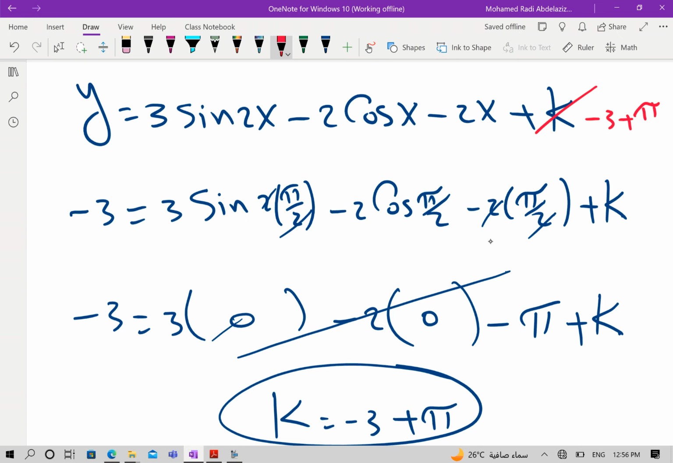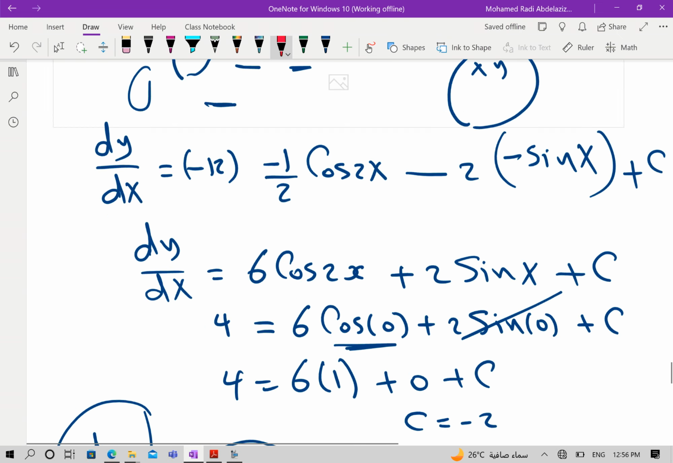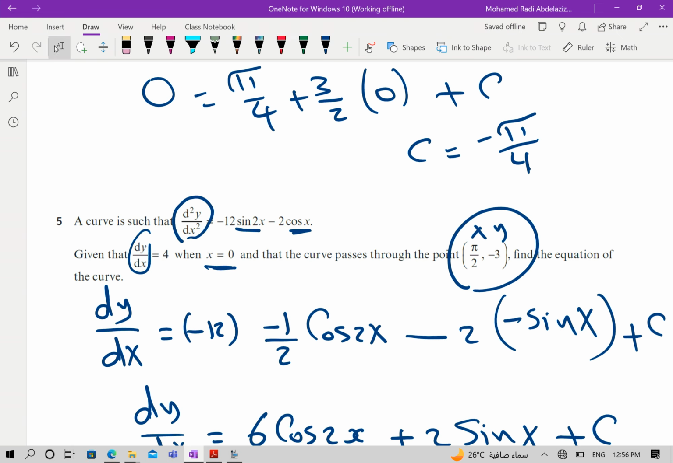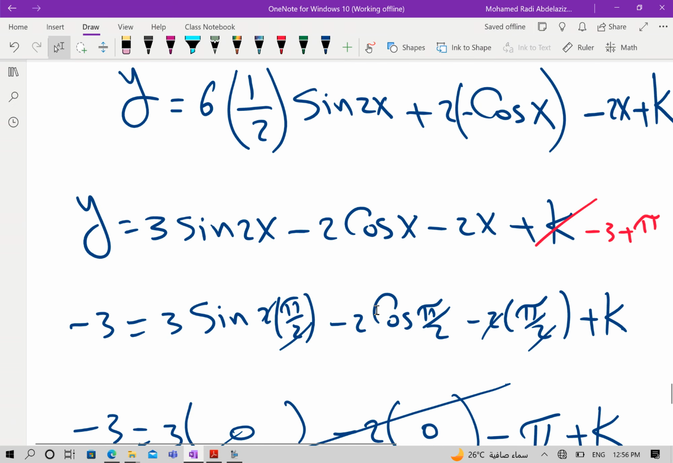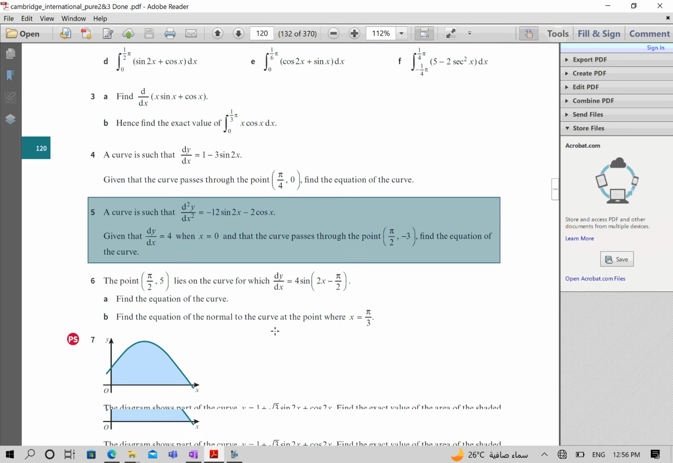He asked you to find what? The equation of the curve. Find the equation of the curve. So if we start with dy by dx, just only one c. If we start with the second derivative, integrate, find the first derivative, integrate, find the curve, then find the value of c.